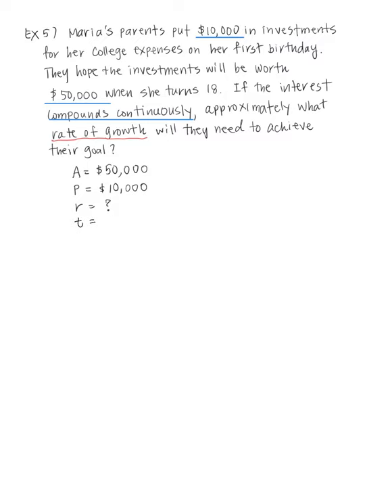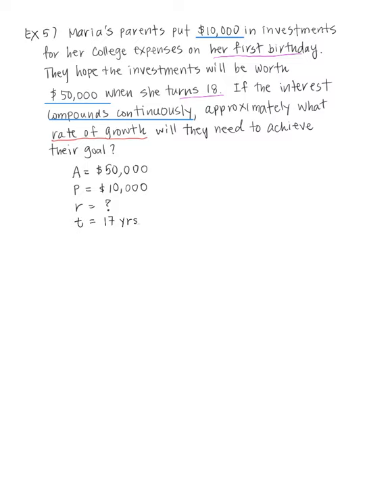So let's carefully read this problem. Notice that her parents are going to give her $10,000 on her first birthday, and then she's going to get that when she turns 18. So what's the value of t? Is it 18 or is it 17? It's 17 years. So I'm just going to write down 17 years, and I think we are good to go.